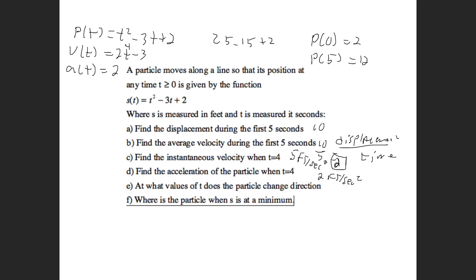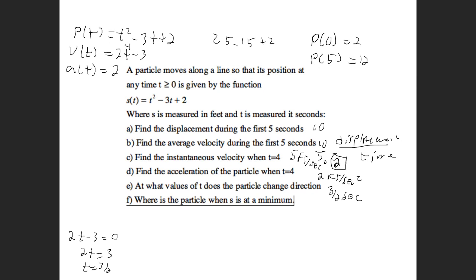At what value of t does a particle change directions? When the velocity is equal to 0, the particle is changing directions. Okay, so my velocity function is 2t minus 3. If I set that equal to 0, I will find out when it's changing directions. So I add, so that's 2t is equal to 3. And we didn't talk about this yet. So t is equal to 3/2 or 1.5. So this particle changes directions at 3/2 seconds.